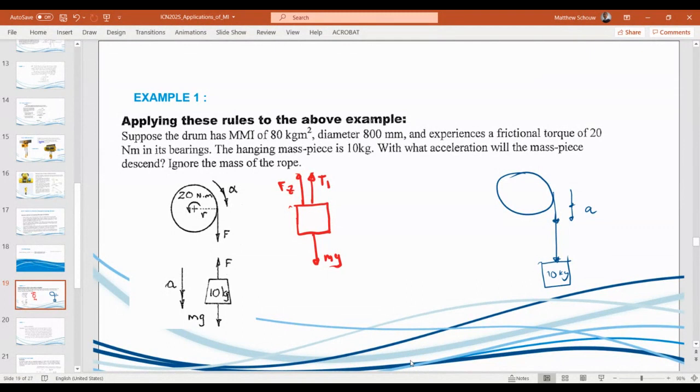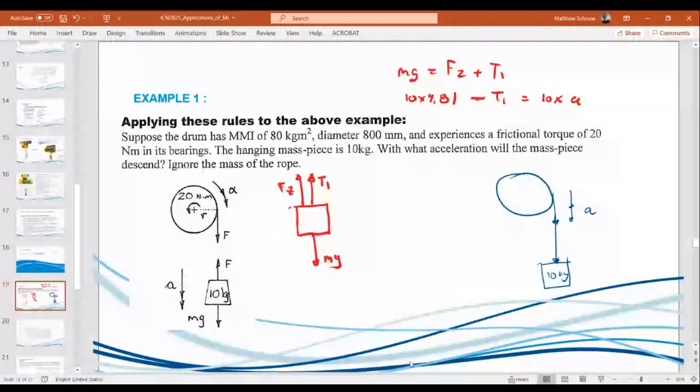So then we can set up a first equation, and that's going to look like this. It's mg minus T1 equals Fz. Of course, we don't know the first tension, but the mass is going to be 10 times 9.81, minus T1, and Fz is going to be 10 times A. This is what we're looking for. So we don't have T1 and we don't have A, right?